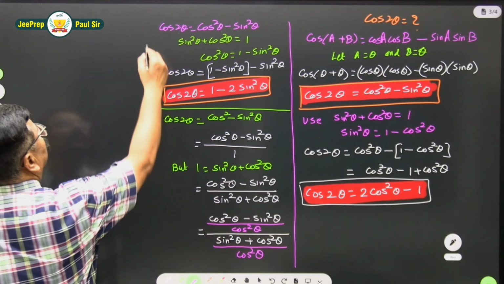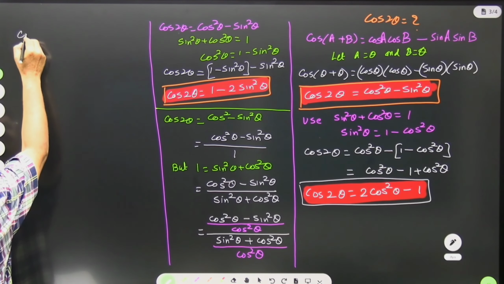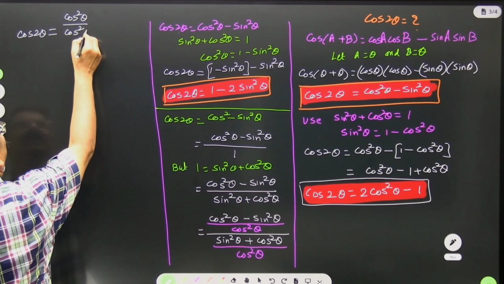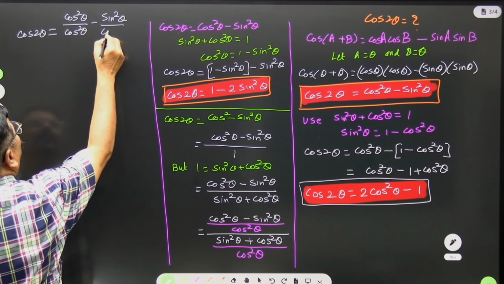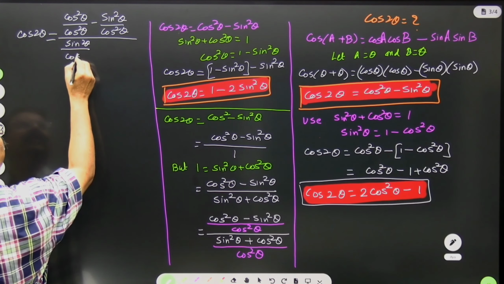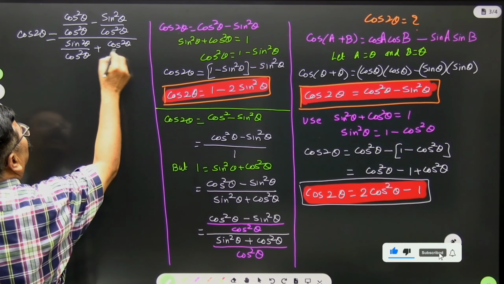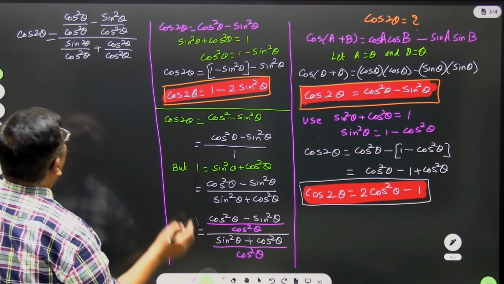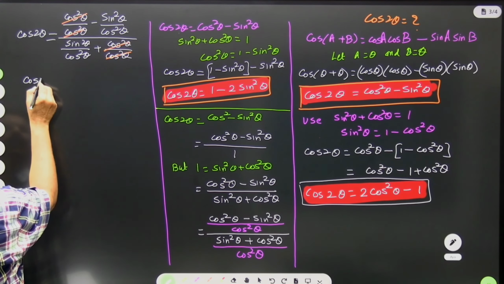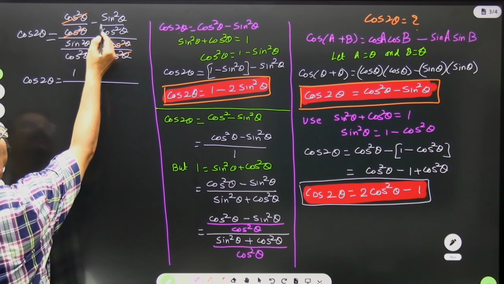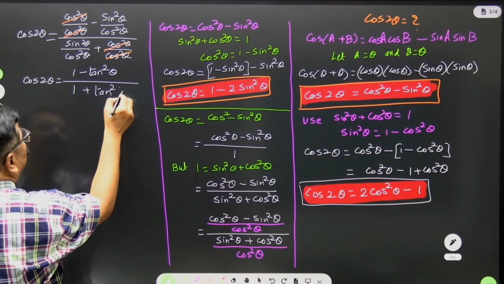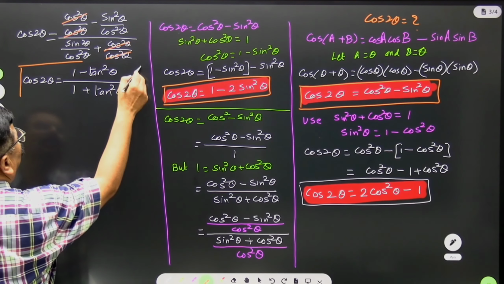Now let us simplify this further. So therefore, cos 2 theta is equal to cos square theta upon cos square theta minus sine square theta upon cos square theta, the completely divided by sine square theta upon cos square theta plus cos square theta upon cos square theta. So now this cos square will get cancelled, and therefore we are left with the formula: cos 2 theta is equal to, this is 1 minus sine square upon cos square, tan square, 1 minus tan square theta divided by 1 plus tan square theta. So this is the fourth formula for cos 2 theta.